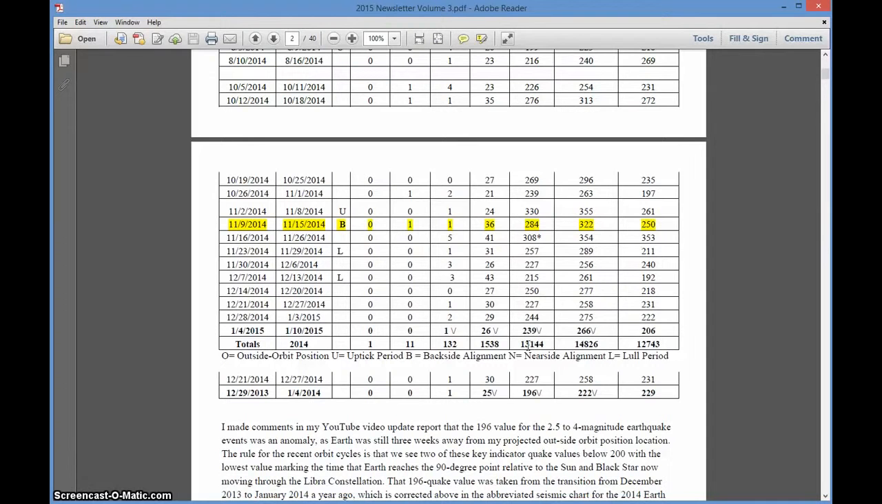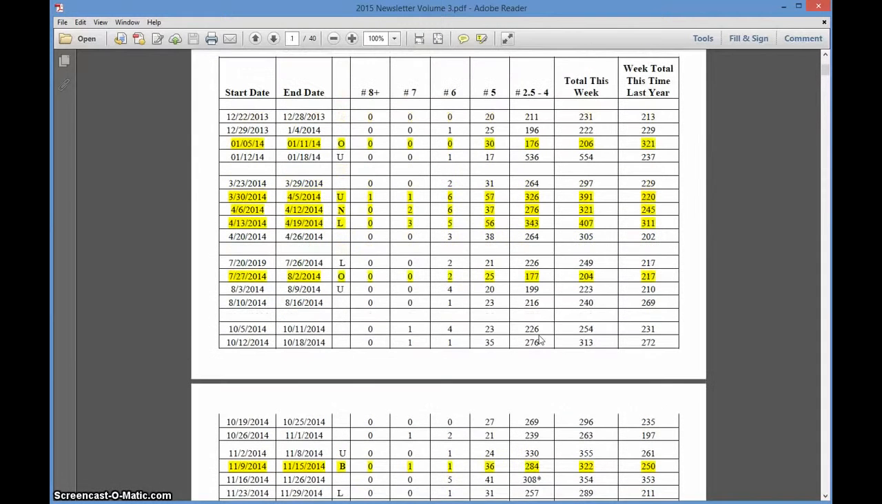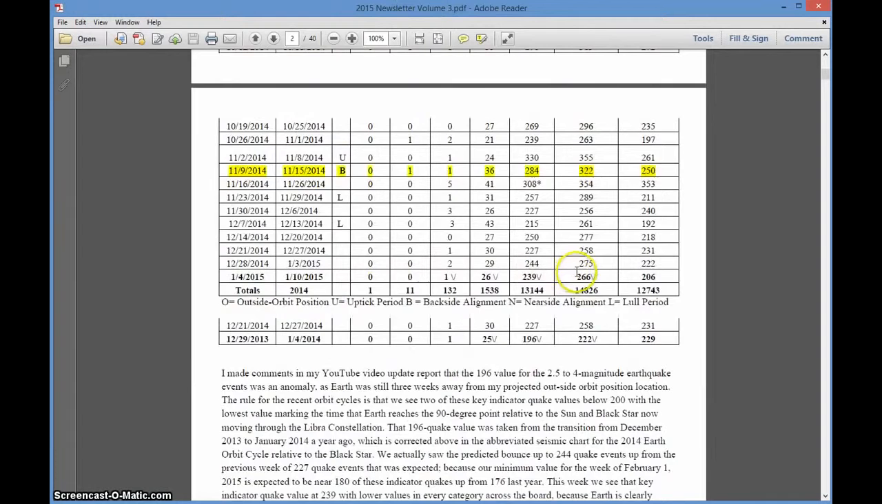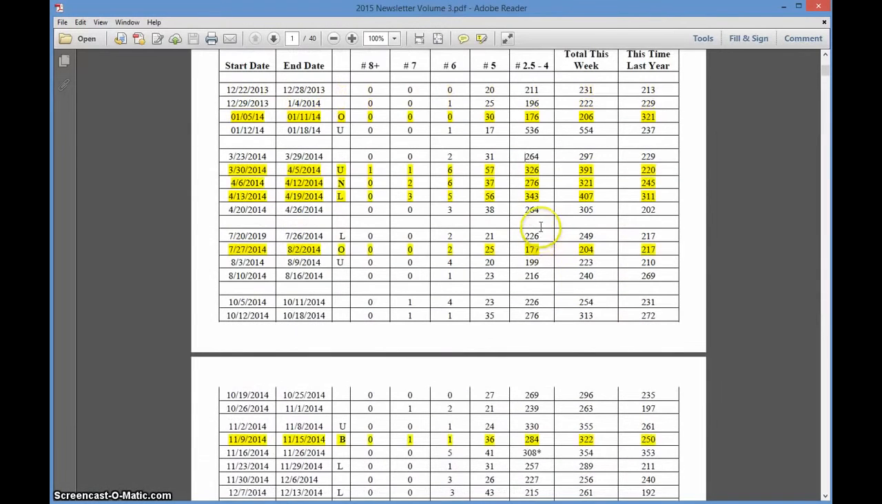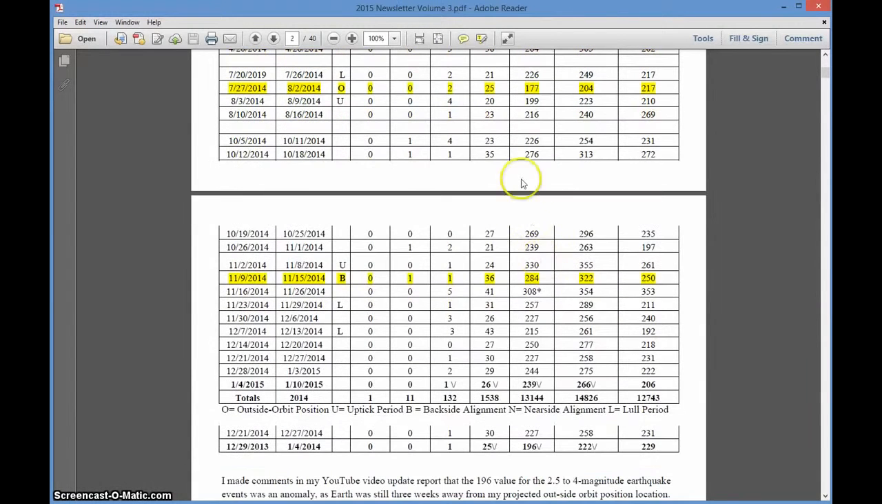If it's gradual, then we'll see a steady decline down to about 180, 185, something like that at outside orbit position. Then we're going to see, like we saw last year, the giant jump, 536. That's what we should expect to see, but move this 21 days later. Where do we get the 21 days from? I explain in this update. The key for determining this outside orbit position, we watch these 2.5 to 4 magnitude earthquakes.